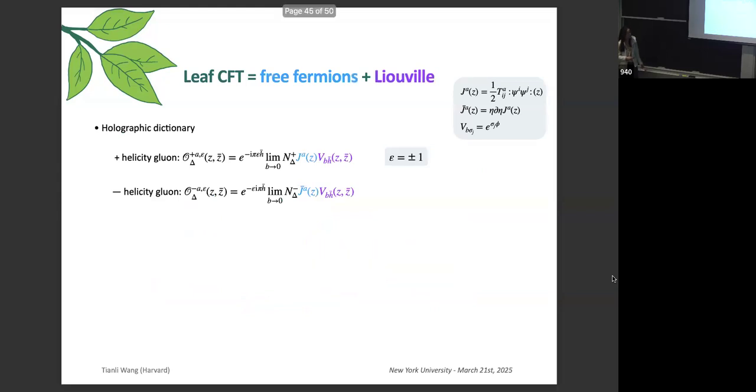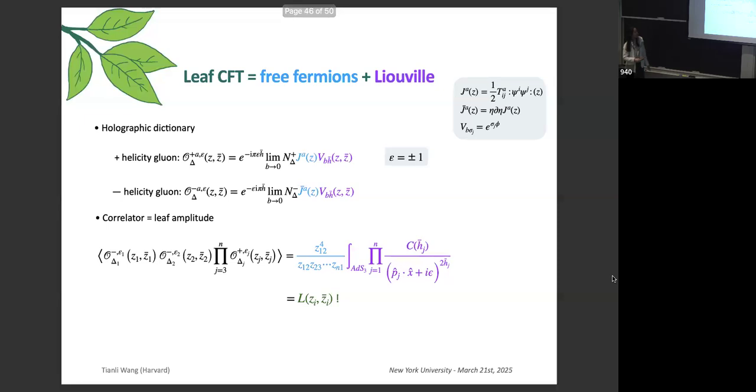So here is the holographic dictionary. A positive helicity gluon is given by the product of a J current from the free fermion sector and a light Liouville operator with appropriate weight, with some normalization factor that I'm not writing down explicitly. And the negative helicity gluon is similarly given by the product of J bar and the same Liouville operator. Remember that J bar is just J dressed with eta, partial eta.